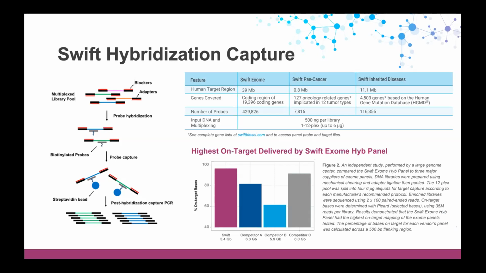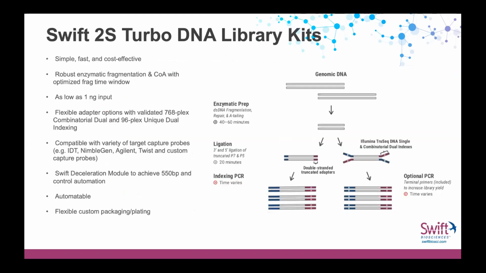We do have some competitive information down here showing that with this bait capture product from Swift, we have a higher percentage on target than several of these other competitors. It's important to know that this is just the enrichment step of the workflow. It's what allows you to target, and it dictates what data you'll be working with in the VarSome platform. But also upstream of this, you have to first create an NGS library.